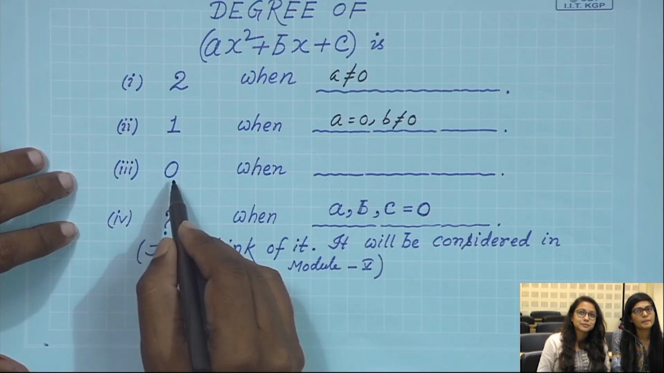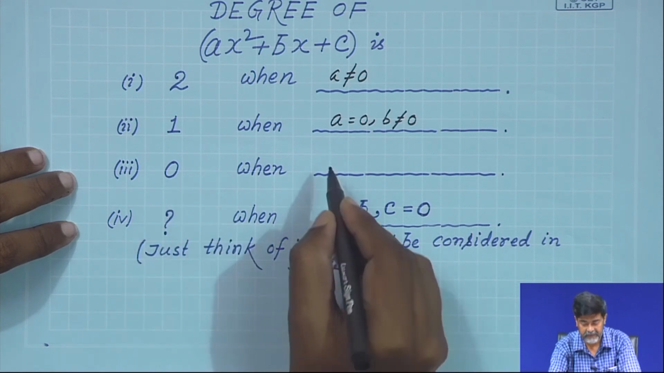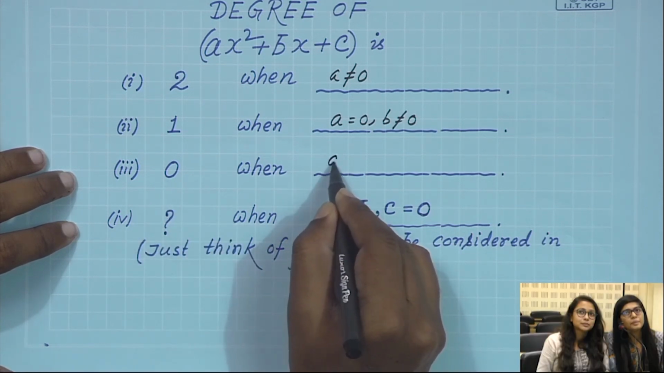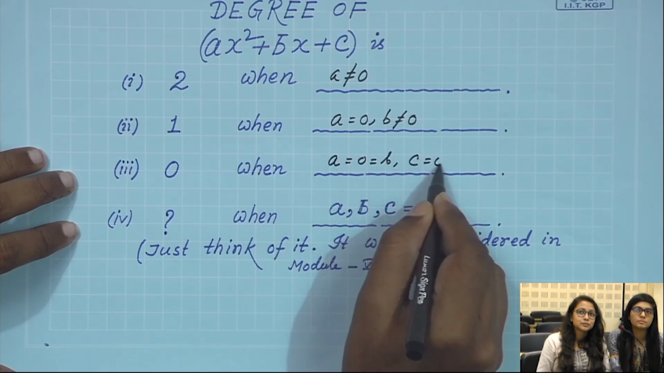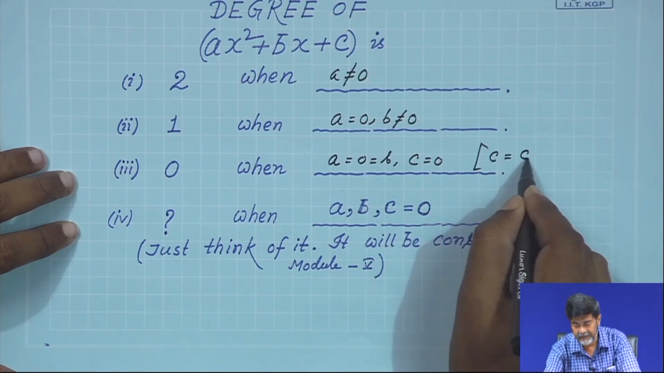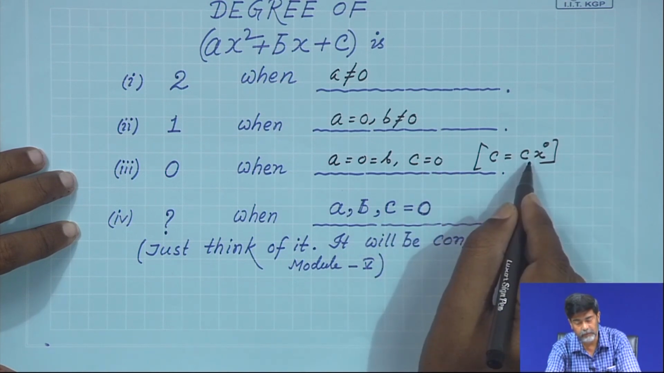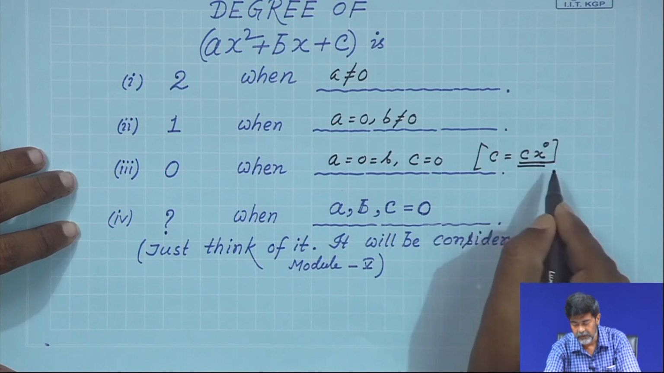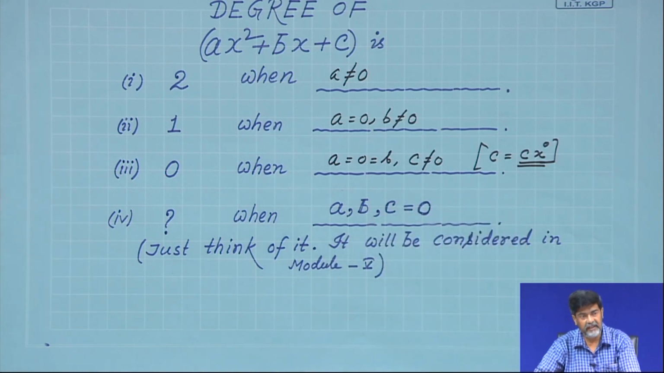And what are the conditions for which the degree of the polynomial will be 0? For this case, a and b are equal to 0 and c not equal to 0, because you are getting c into x to the power 0. If we make c equal to 0, then there would be a problem. So, in order to make the term c x to the power 0 present there, we should make c non-zero. Therefore, these are the conditions for getting 2, 1 and 0 as the degrees of this polynomial.